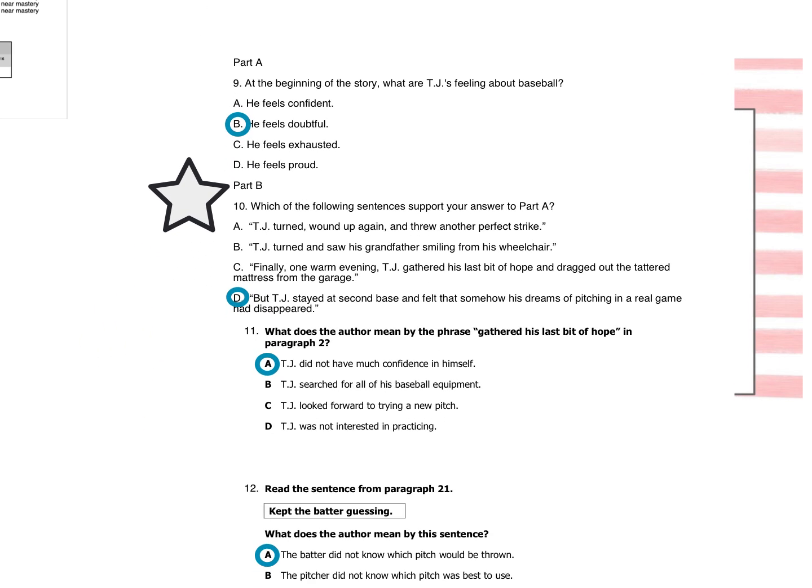Number 9 from your test says, Part A. At the beginning of the story, what are TJ's feelings about baseball? Well, the best answer says he feels doubtful. So it's my job to prove how I know B, he feels doubtful, is the best answer. In order to prove this, I have to go back to the text. Based on this question, I need to go to the beginning of the story, where TJ is feeling a certain way about baseball. So I'm going to look for evidence to prove how I know TJ feels doubtful.